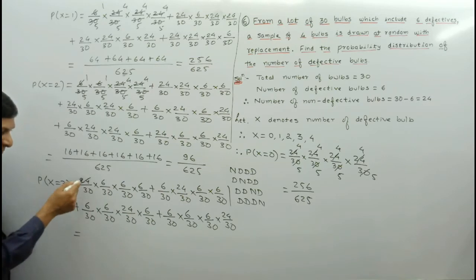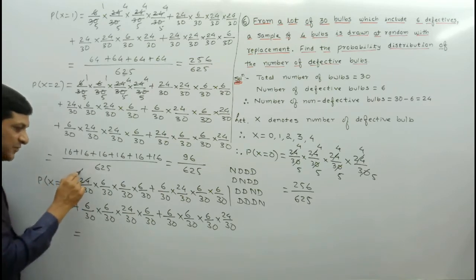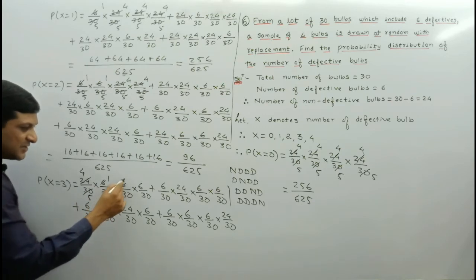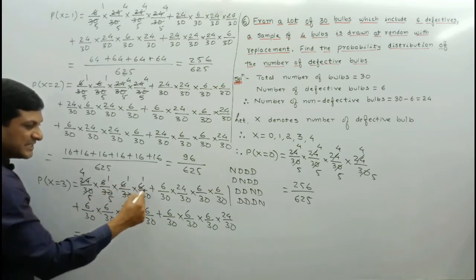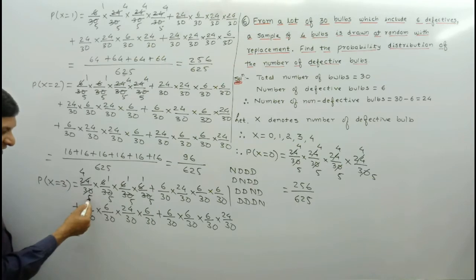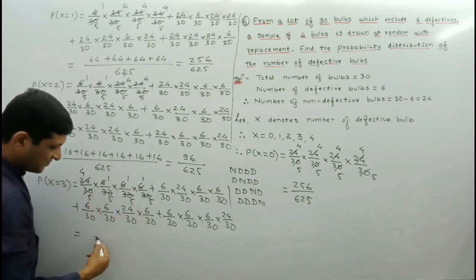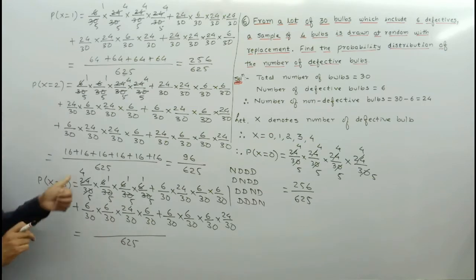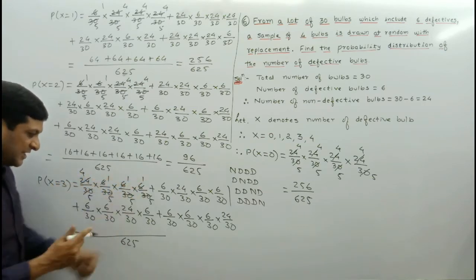Here both the numbers are divisible by 6. 6 4 ja, 6 5 ja, 6 1 ja, 6 5 ja, 6 1 ja, 6 5 ja, 6 1 ja, 6 5 ja. In the denominator, 5 fours are 625. So 625. Let us try to find out the value in the numerator. 4 into 1 into 1 into 1 is 4.